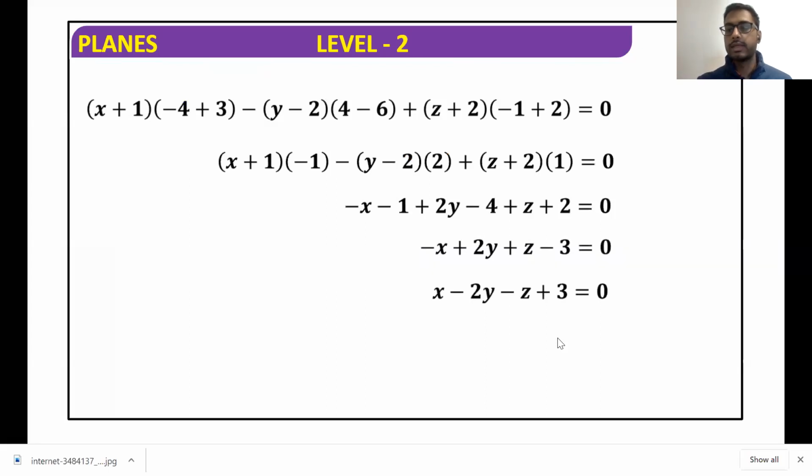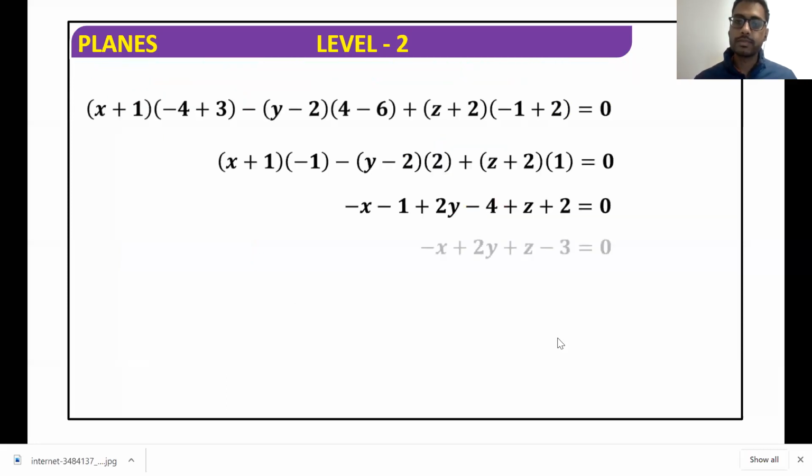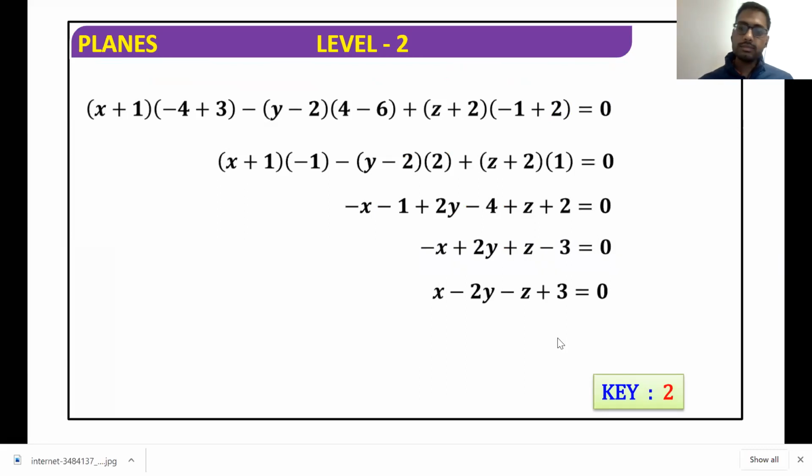Therefore, my final equation of plane is x minus 2y minus z plus 3 is equal to 0. And in this equation, I'm going to substitute my point. First, I'll substitute 1, 1, 0. If that satisfies the equation, that is the correct answer. If that doesn't satisfy, I'll try my second option, which is minus 1, 1, 0. And after substituting, I'm going to get my correct answer.